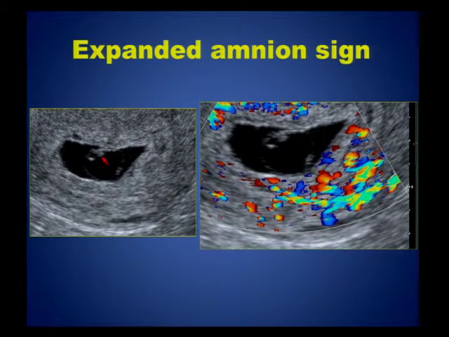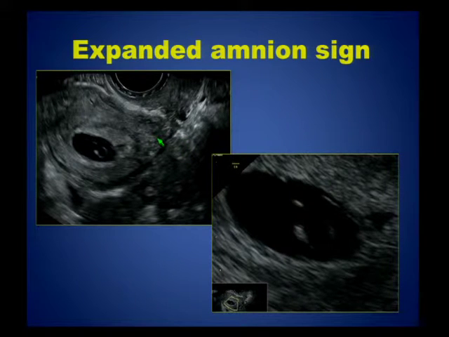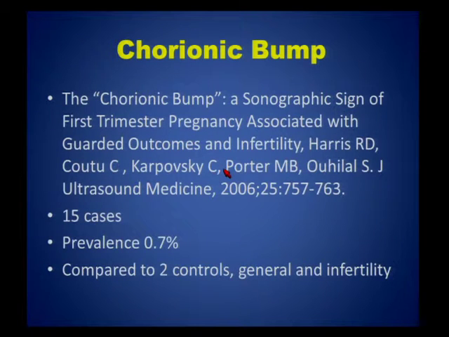You can see here's the black and white or grayscale ultrasound and the color Doppler showing absent embryonic heart rate. Unfortunately, I don't think these clips are going to play here. I just had a clip showing the same thing, the expanded amnion sign. So I find it to be a fairly helpful sign in first trimester suspicious failed pregnancy or missed abortion cases.